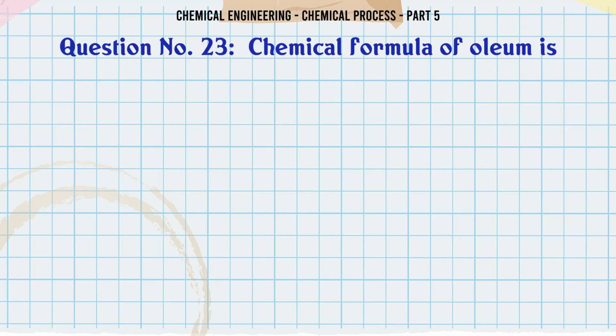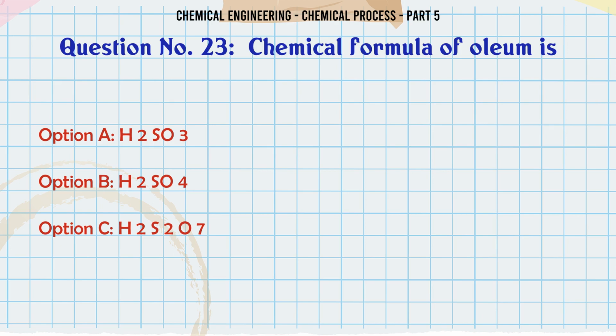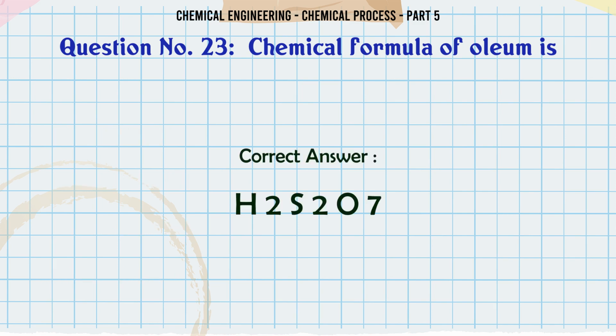Chemical formula of oleum is A. H2SO3. B. H2SO4. C. H2S2O7. D. H2SO7. The correct answer is H2S2O7.